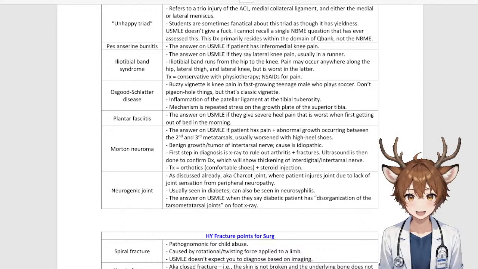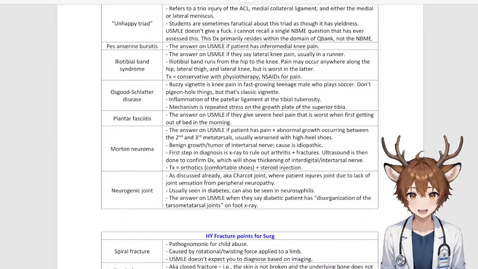So it's worse with high heel shoes. You treat it with comfortable shoes and steroid injection.